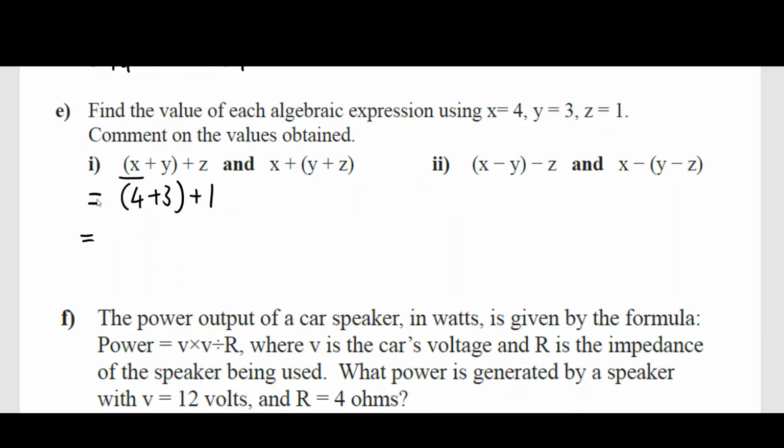So we need to do what's in the brackets first. So 4 plus 3, 4, 5, 6, 7 plus 1, which gives 8. And here we're going to have 4 plus 3 plus 1, 4 plus 4, which equals 8.